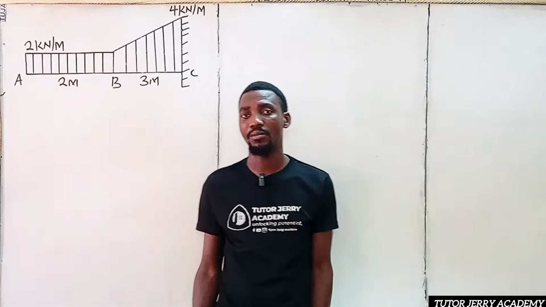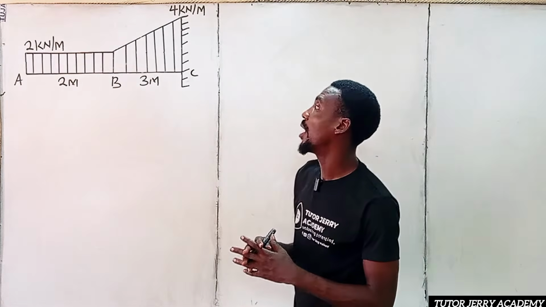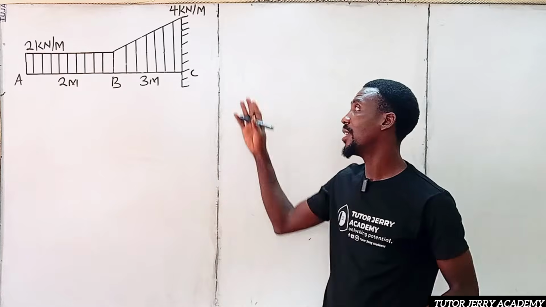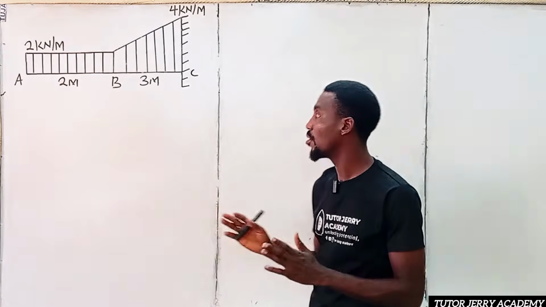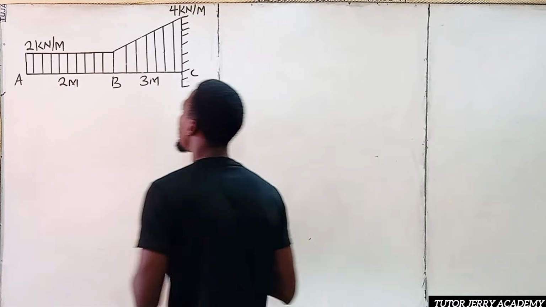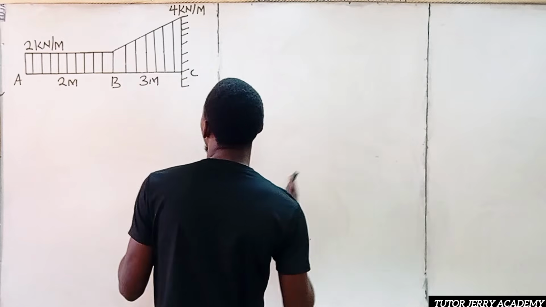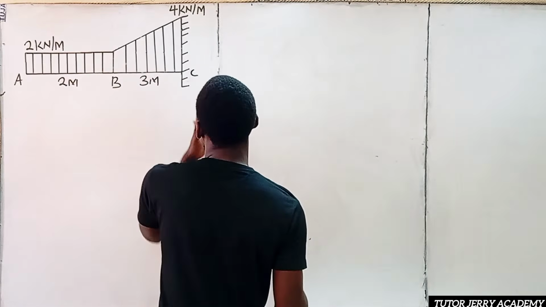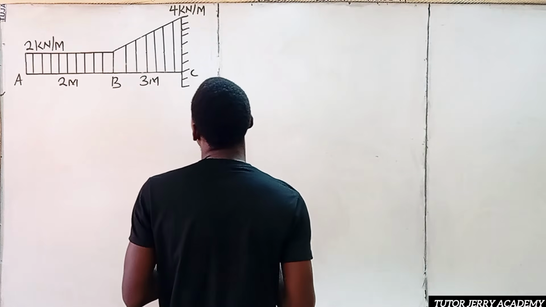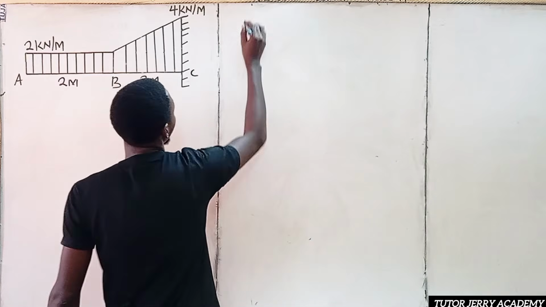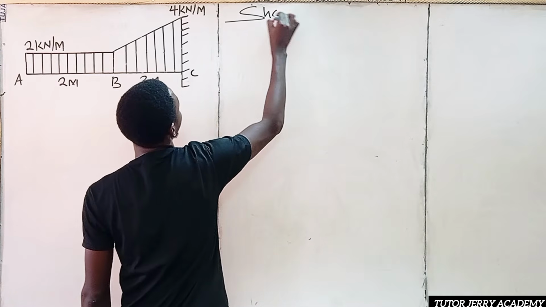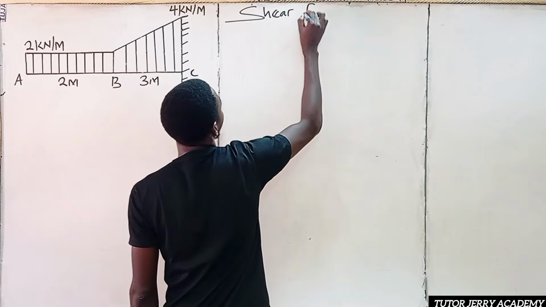Hello and welcome. We are going to be drawing the shear force and the bending moment diagram for the above question. For us to do this, we are going straight to our shear force calculation, because you know that this is a cantilever beam. It is fixed at one end. So let's go with the shear force calculation.